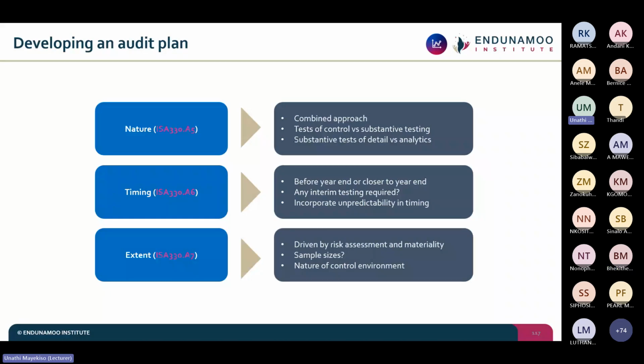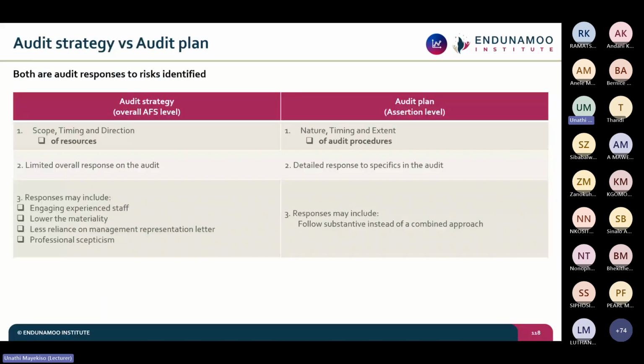Okay. So audit strategy versus audit plan, just a quick breakdown. In your audit strategy, you're looking at the scope, which is an overall thing. You're looking at the timing and the direction of your resources. And then on an audit plan side, you're looking at the nature of your procedures, the timing of your audit procedures, and the extent of your audit procedures. So the difference here is that in your strategy, you're looking at the resources, and in your audit plan, you're looking at your audit procedures.